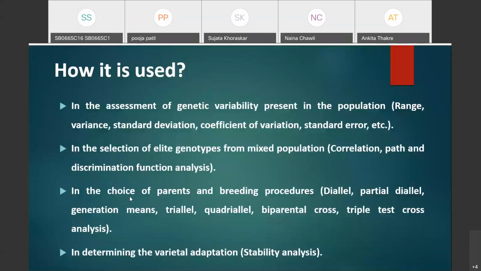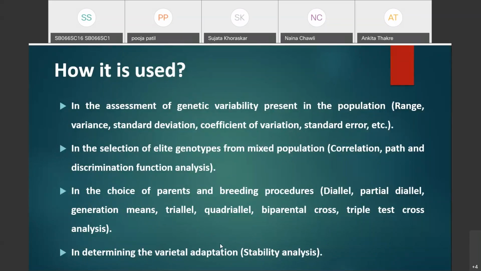breeding. Then these statistical techniques are also used in determining the varietal adaptation, which, for example, is done by using the stability analysis.